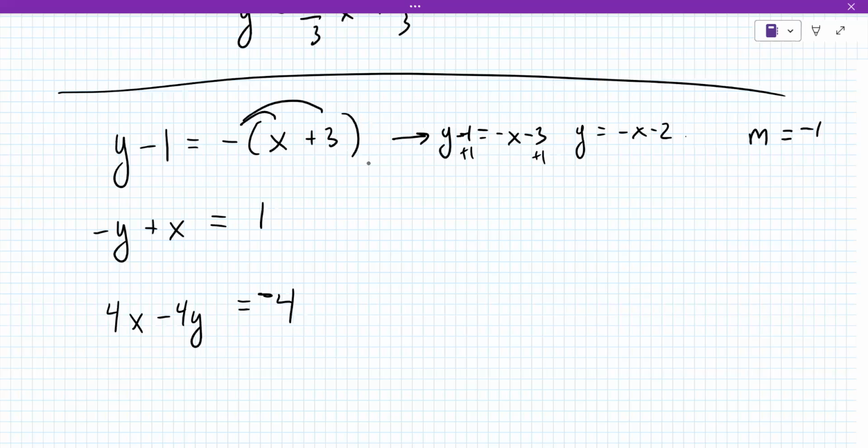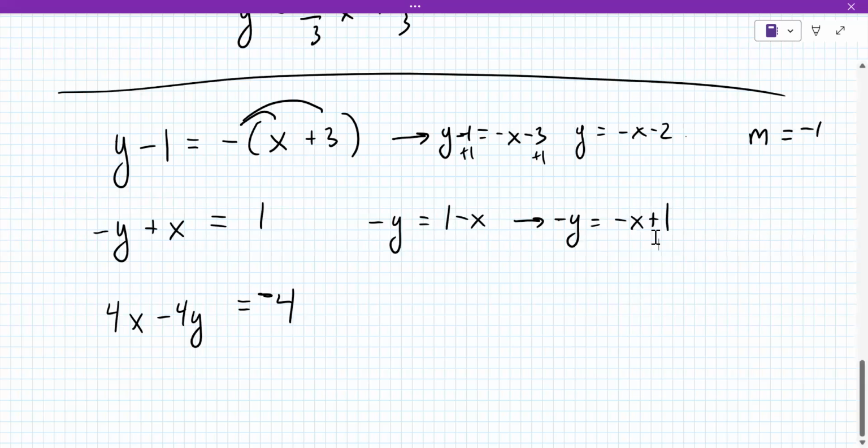Okay, how about for the second one there? For the equation that I got at the end, -y equals 1 minus x. This is okay. You really want to keep x in front. I would have preferred to see it as -y equals -x plus 1. But the way you have it is fine. It does work, but you just have to get y alone. You have to undo this negative.